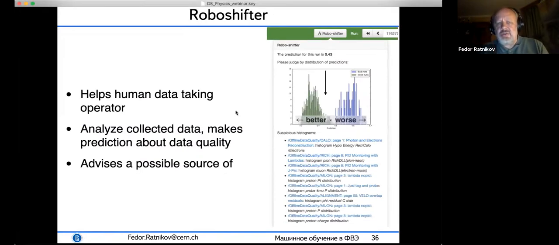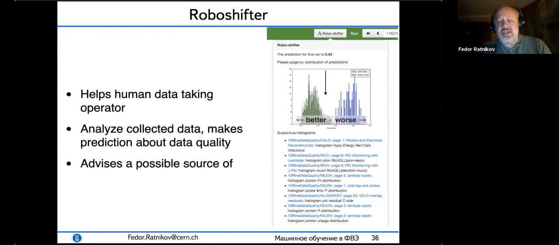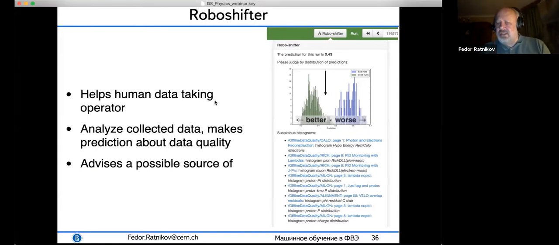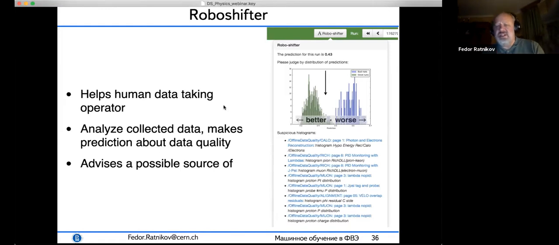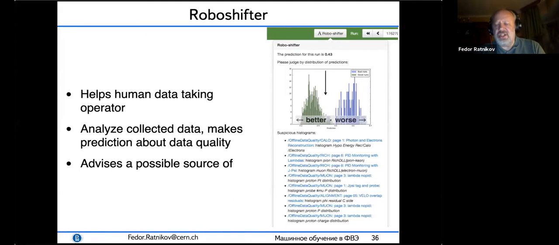I'd like to start with RoboShifter. It is a very interesting approach, which helps the human data taking operator. When the detector is running, it is a pretty complicated system, so the quality of collected data must be monitored pretty closely. We can give that information about data to a machine learning system, which educates itself. Essentially, it has previous information about which data were selected as good or bad, and then tries to predict the label for new data. So it helps the human to make that analysis. This is a recommendation system, which is based on supervised learning.